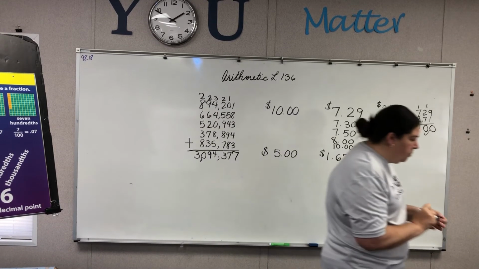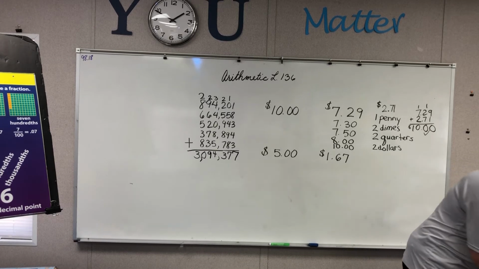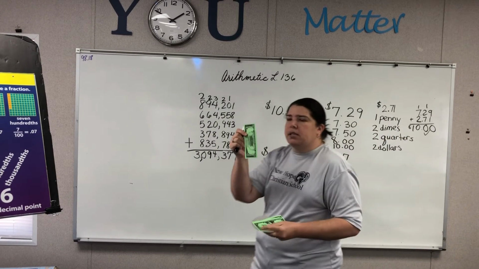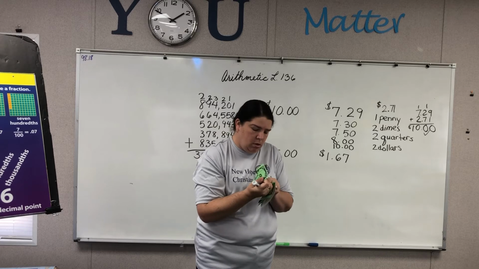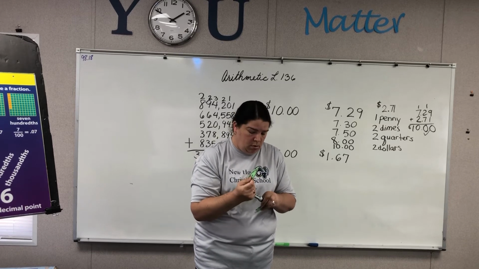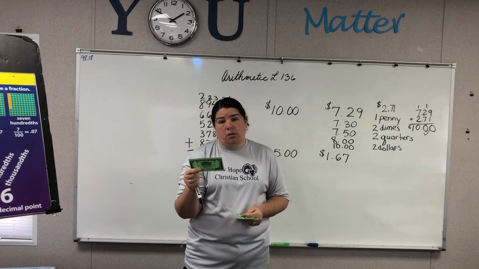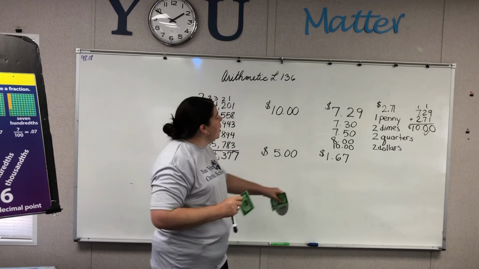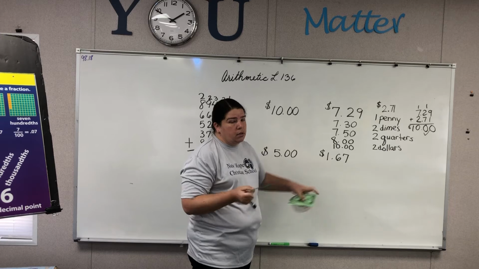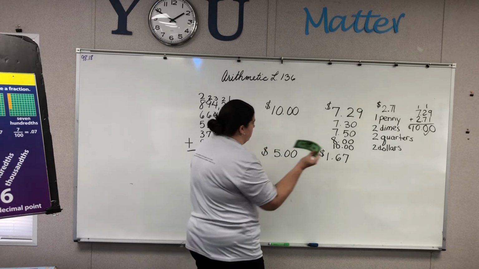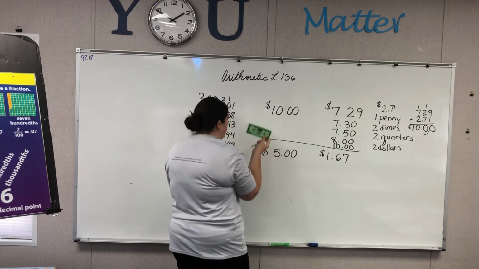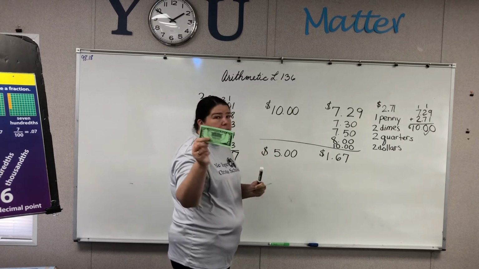I have another bunch of money. I have a $5 bill. Let's say I'm going to go to the candy store, and I want to buy a chocolate bar. My chocolate bar costs $1.67. Let me make some lines here so you don't confuse the two. I have a $5 bill.